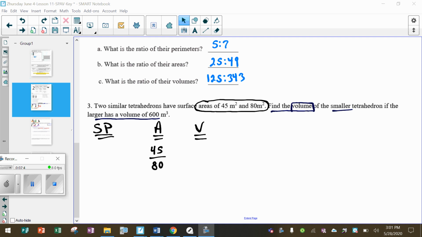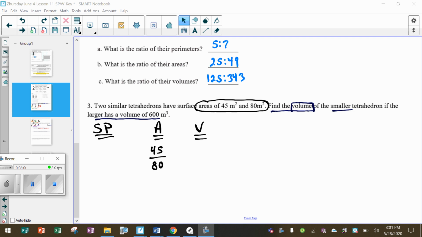It gives us the ratio of these surface areas. Now it doesn't matter if it's surface area, lateral area, or area of one side. Area is two-dimensional. That's the A part of SPAV. The S stands for the side lengths or the similarity ratio. The P would be perimeter. Both of those are one-dimensional. The A is the area, V is the volume. We are starting with the two-dimensional comparison, the two-dimensional ratio, 45 to 80.